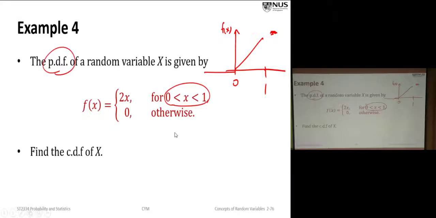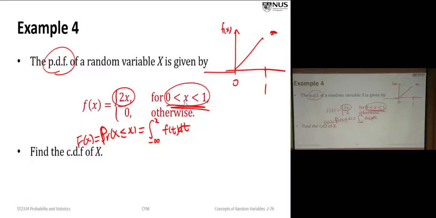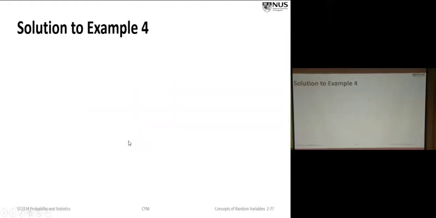Okay, so find the CDF. So naturally, what we do is for any x, we integrate: F(x) is equal to the probability of X less than or equal to x, which is to integrate from minus infinity up to x, f(t) dt. All right, so this is a standard formula. So you must start with this one. The question is, what is f(t)? And f(t) has 2 forms. When t is between 0 and 1, it takes the form 2t. When t is outside this range, it's 0. So you have to take this into consideration when you do the integration.